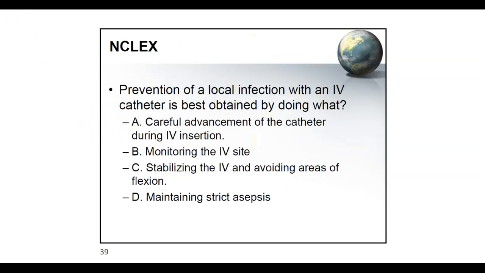All right, we got some NCLEX questions. So, prevention of a local infection with an IV catheter is best obtained by doing what? A. Careful advancement of the catheter during IV insertion. B. Monitoring the IV site. C. Stabilizing the IV and avoiding areas of flexion. D. Maintaining strict asepsis. So, again, all these options may not sound really bad.